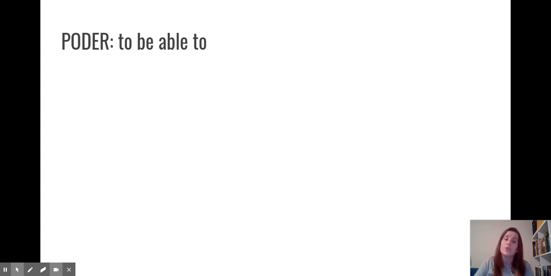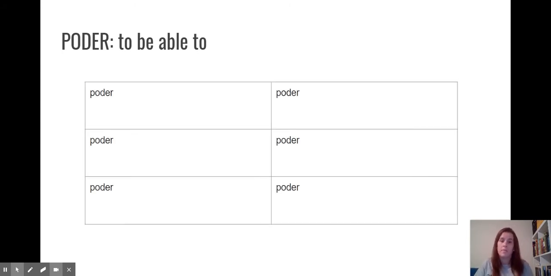Let's take a look at the verb poder, which means to be able to. Poder is an O to UE stem-changing verb. Here's our little verb box. All right, we've got yo, tú, él, ella, usted, nosotros, vosotros, and ellos, ellas, ustedes. I put the regular form of the verb here and the infinitive form just so you can see the thought process I want you to take. Now, when we look at poder, we can immediately see that it's an ER verb. So our ER endings are o, es, e, emos, éis, and en.